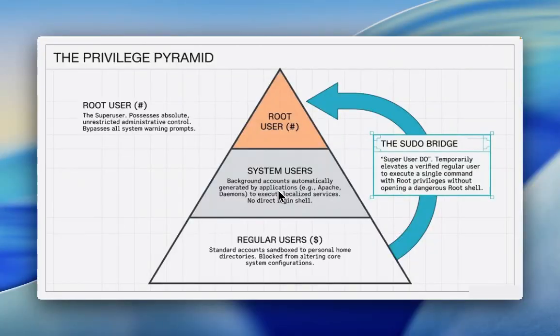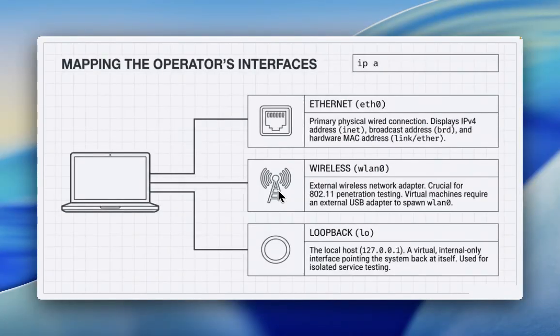The privileged parameter: the root user, the super user, possesses absolute unrestricted administrative control, bypasses all system warning prompts. System users are background accounts automatically generated by applications, for example Apache daemon, to execute localized services, no direct login shell. Regular users are standard accounts sandboxed to personal home directories, blocked from altering core system configuration. The pseudo bridge, super user do, temporarily elevates a verified regular user to execute a single command with root privileges without opening a dangerous root shell.